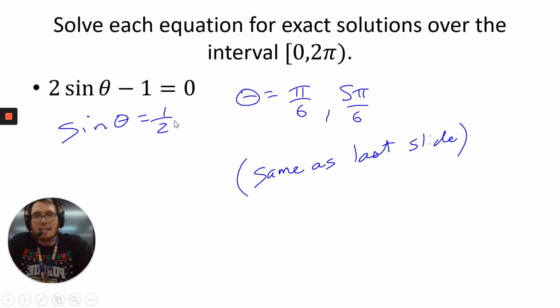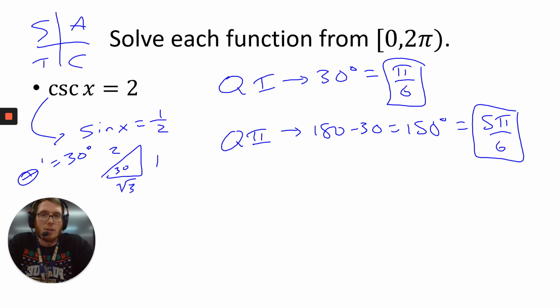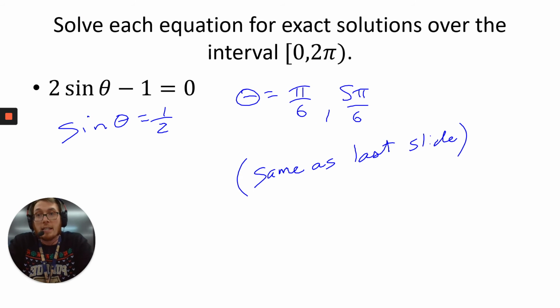And that's actually the exact same as this last slide. So I found sine of x equals 1/2, sine of theta equaling 1/2 would be the exact same scenario. And so I'd find that in the exact same way. And then my answer would still be pi over 6 and 5 pi over 6. These steps are exactly the same from the last slide.